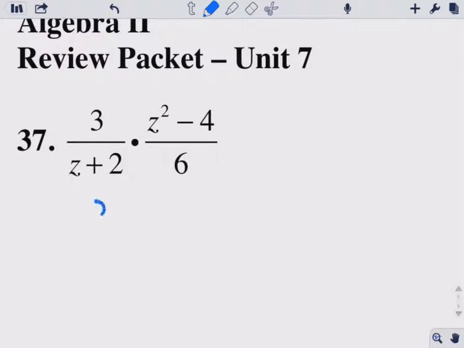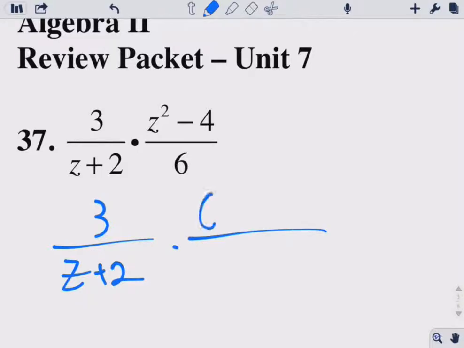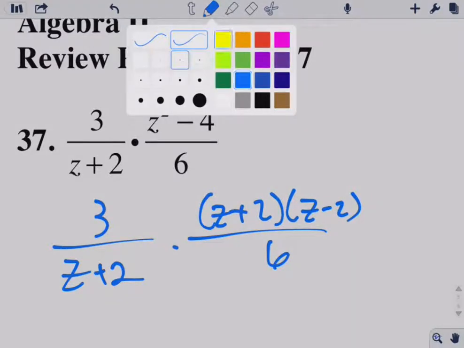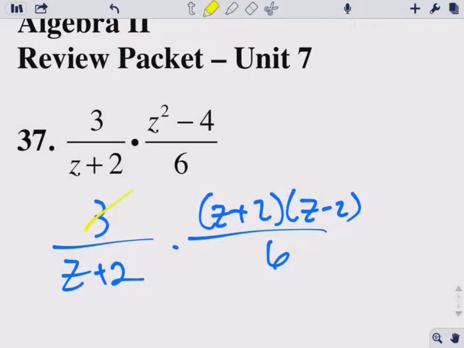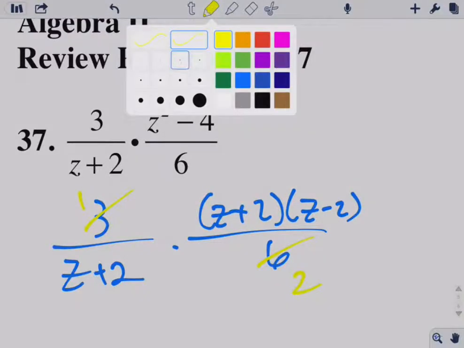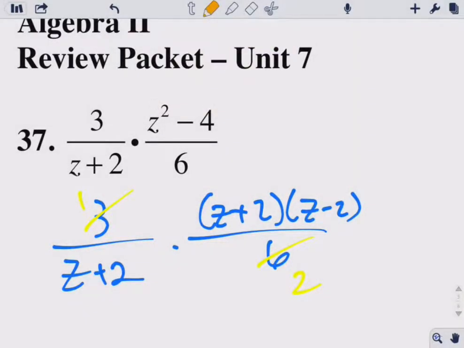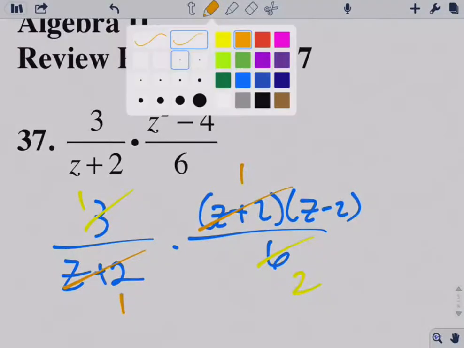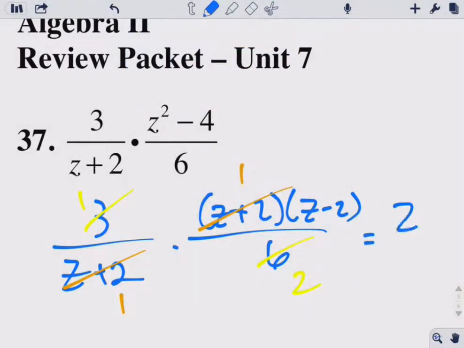Okay, so the first thing I do here is, as usual, we factor if we can factor. Z squared minus 4 gives me Z plus 2, Z minus 2. And look at that, we got stuff that cancels. Here and here, that gives me a 2 and a 1. Z plus 2, Z plus 2, those go away for a 1. And so your final answer is Z minus 2 over 2.